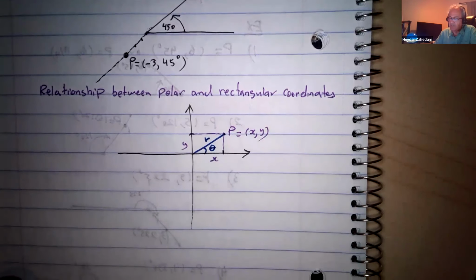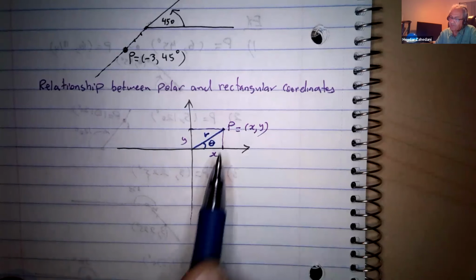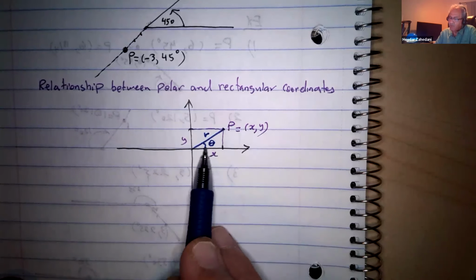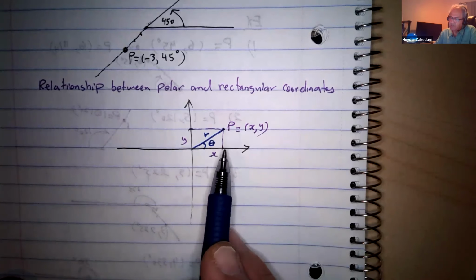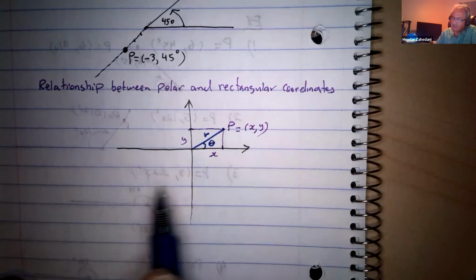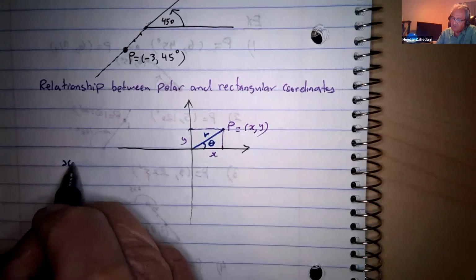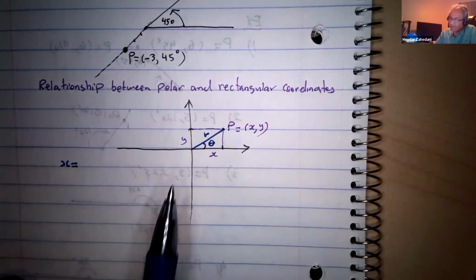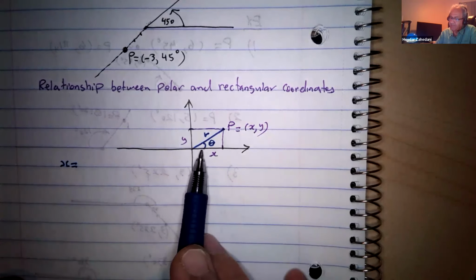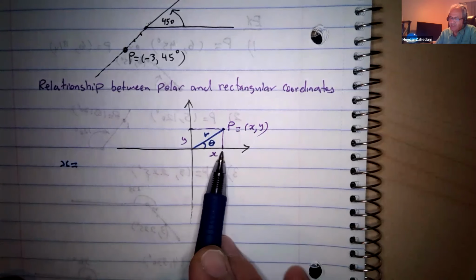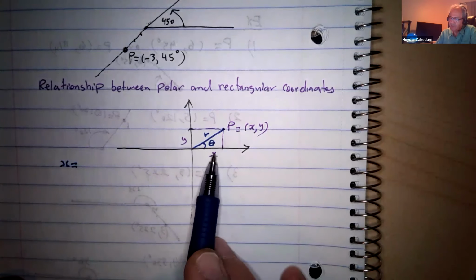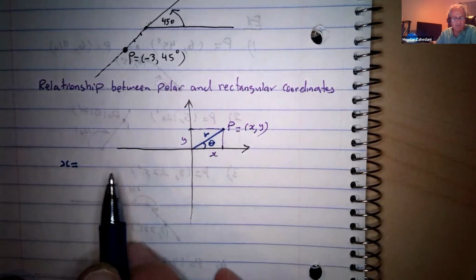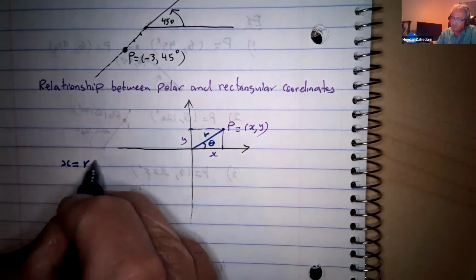So we can find a relationship nicely. See, this is a right triangle. And so this is it. X is going to be equal to, okay, you can find the cosine of theta because the x is adjacent. It is going to be x over r, or x would be r cosine of theta.